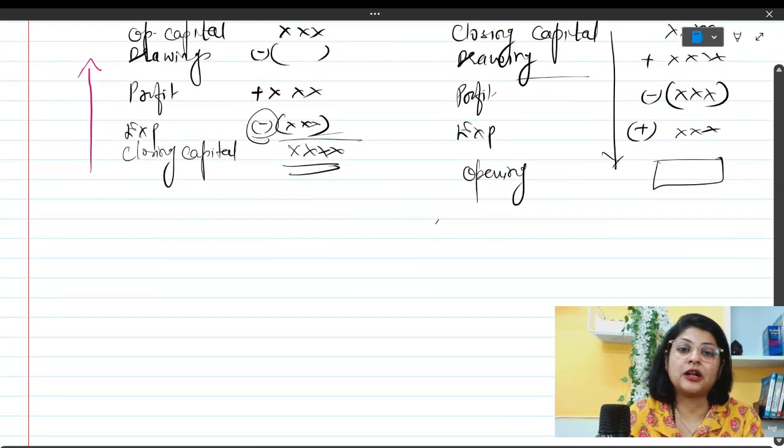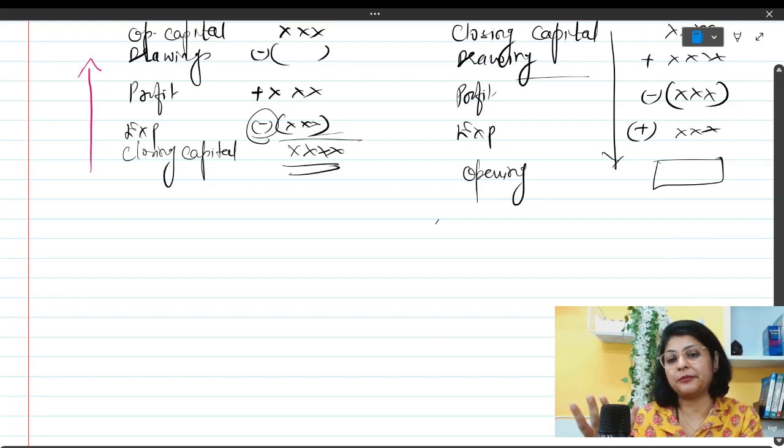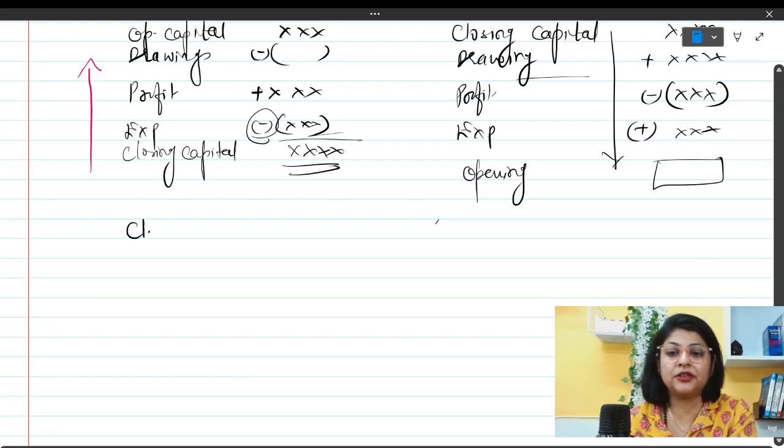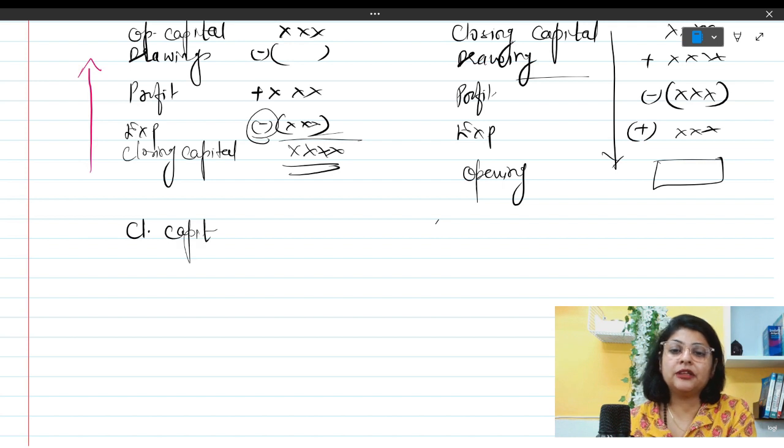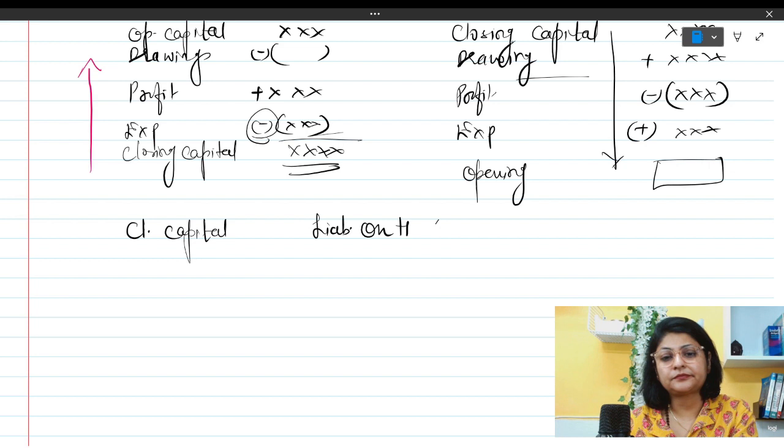Now using accounting information, they may ask you some other details also. For example, they have given you closing capital, they have given you liabilities also at the year end, and they're asking you the asset.